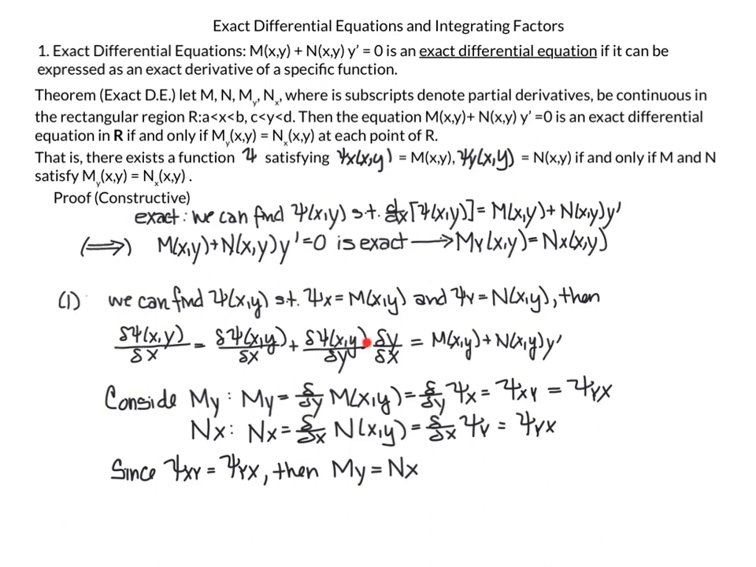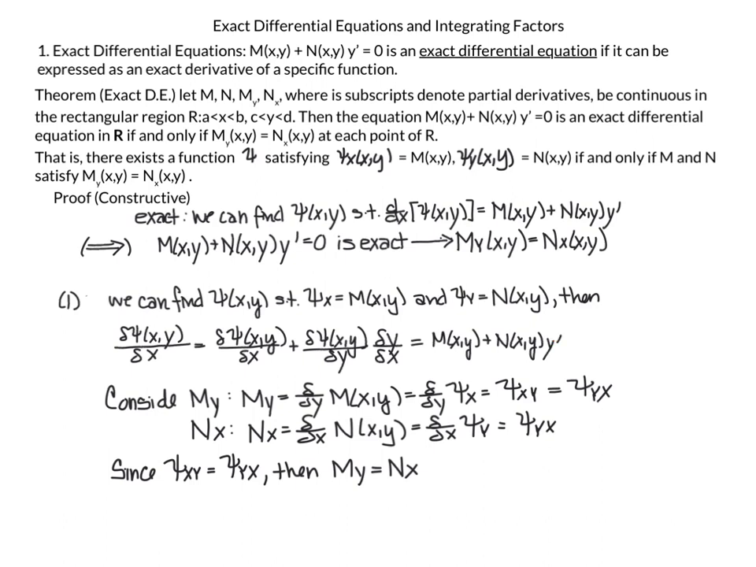kind of repeating some of the calculations we did on the previous slide, d psi dx is equal to d psi dx plus d psi dy dy dx, and this part comes from the chain rule, so this is equal to our M plus N y prime.